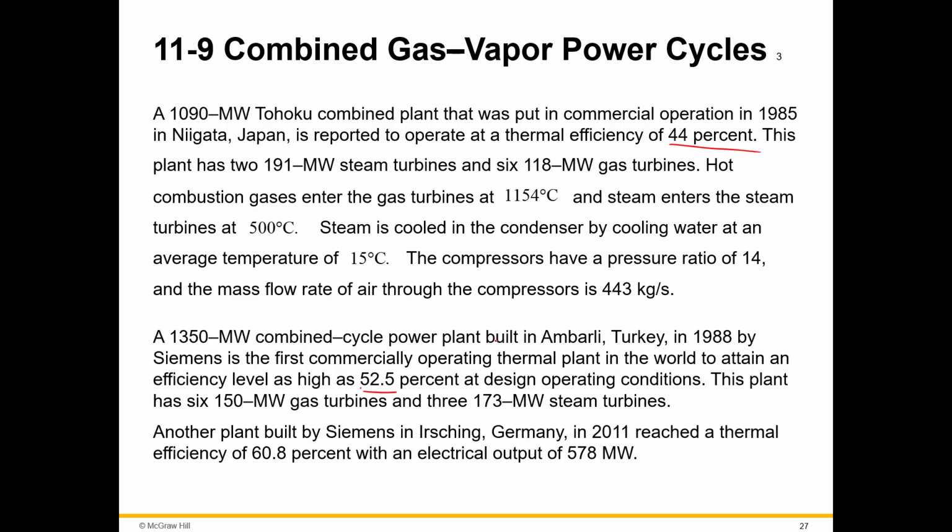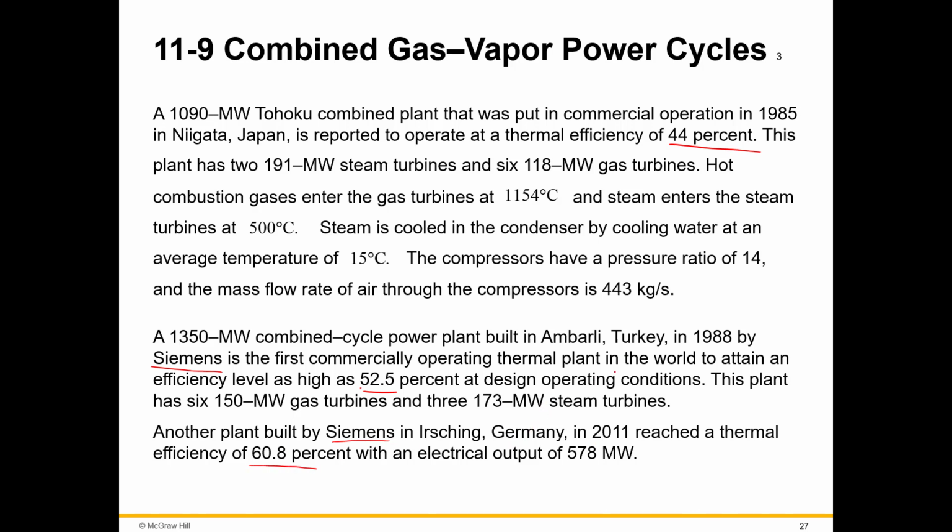Another plant built by Siemens. Does this one say who built it? Or maybe this. Yeah, it doesn't have it, but it looks like Siemens is doing a great job increasing. So, in Germany, a plant reached a thermal efficiency of 60.8% in electrical output.